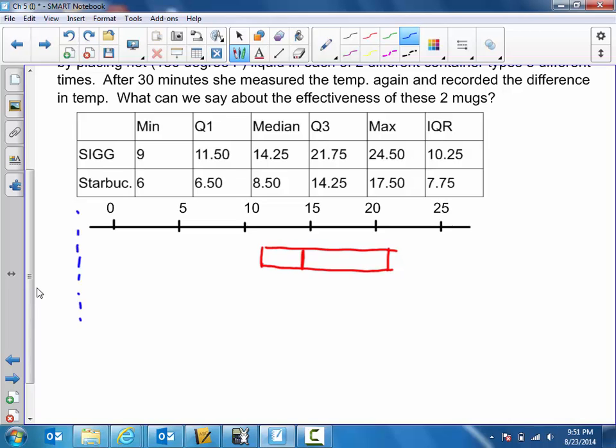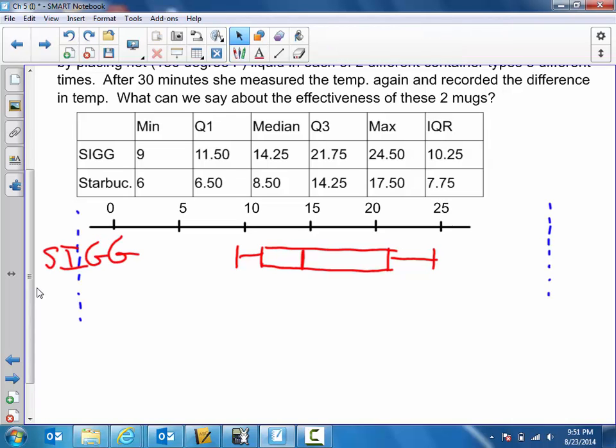So you'd have fences like over here, below 0, and then to the right of 25, 30, 35, way over here. So you've got fences that are way out there. I keep calling them whiskers. Then your whiskers' min is at 9, so right about here. Your max is at 24.50, right about here. There's the box plot for the SIG cooling times.